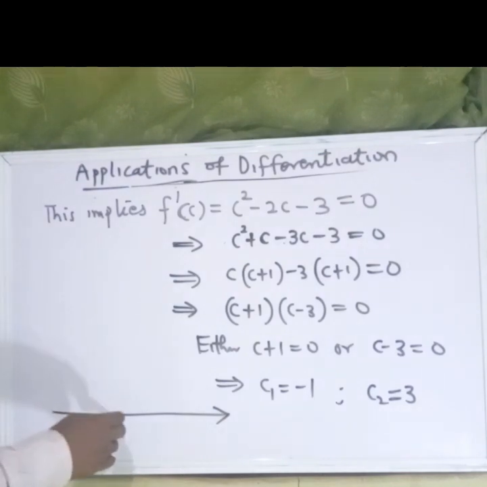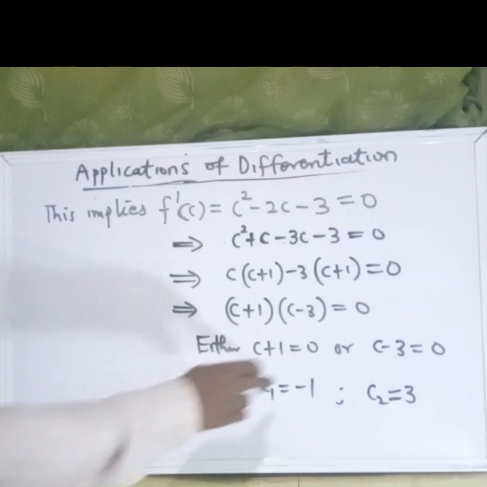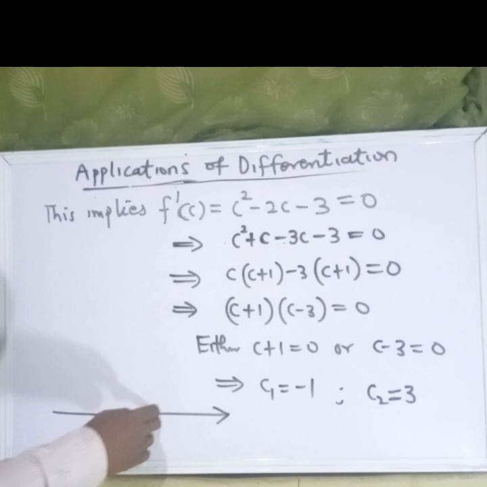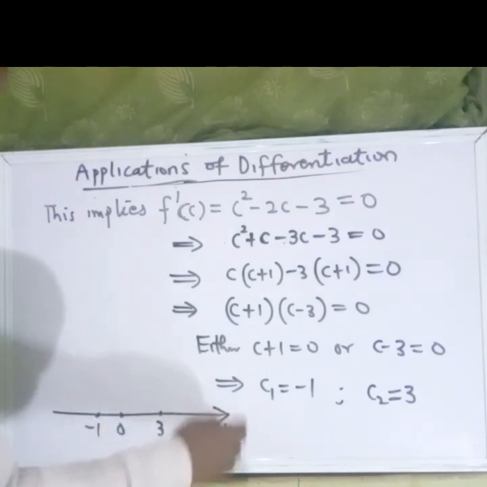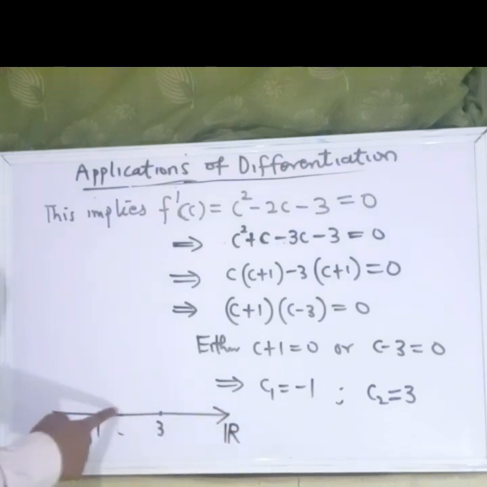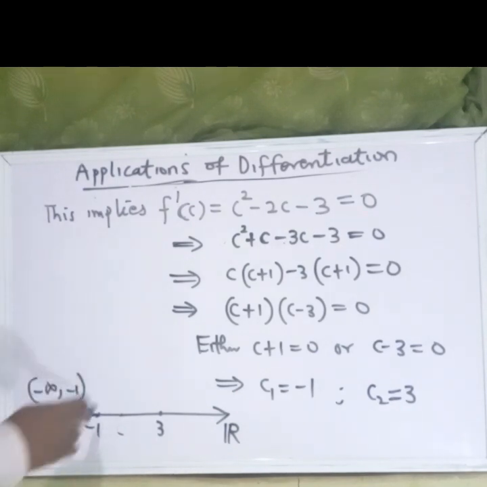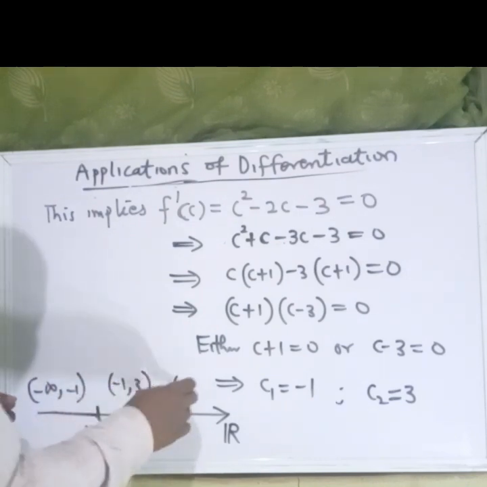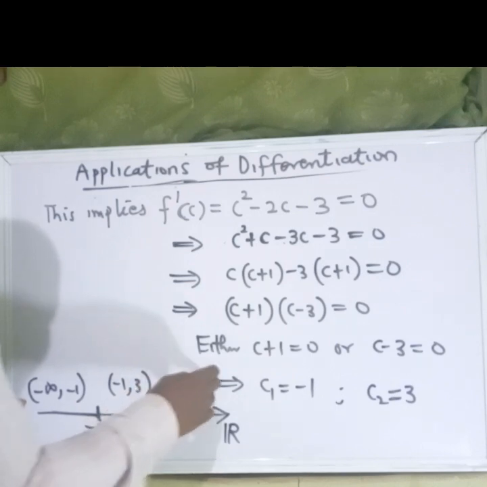Okay, suppose this is the middle, which is 0, and here we have -1. Again, we have 3 somewhere here. Assuming this is the real line, we have about 3 intervals to talk about. The first interval is from -infinity to -1. The next one is from -1 to 3. And the third interval is 3 to infinity.